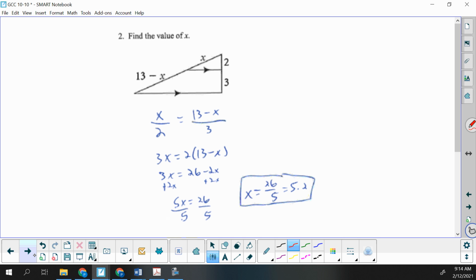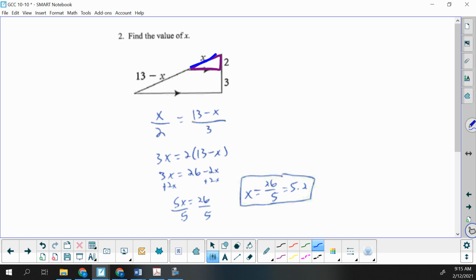Moving on to 2, I use the side splitter theorem here. So x over 2 is equal to 13 minus x over 3. Cross multiply and solve, you get either 26/5 or 5.2. You also could have used similar triangles and used that the sides were proportional.